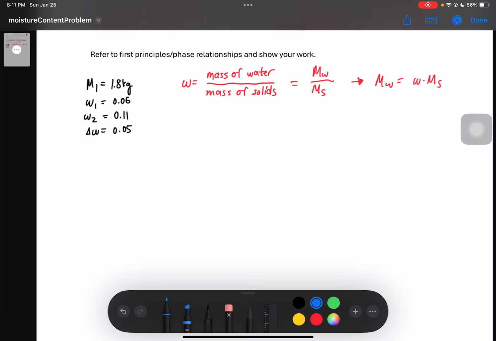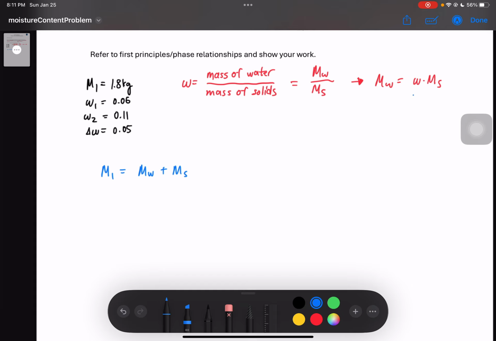Then for our soil sample, we could say that it's made up of water, MW, plus the solid particles. So the mass of the total soil sample is its water and its solid particles. In geotechnical analysis or soil mechanics, there's also an air term here, mass of the air, but it's so close to zero, we could just neglect it.